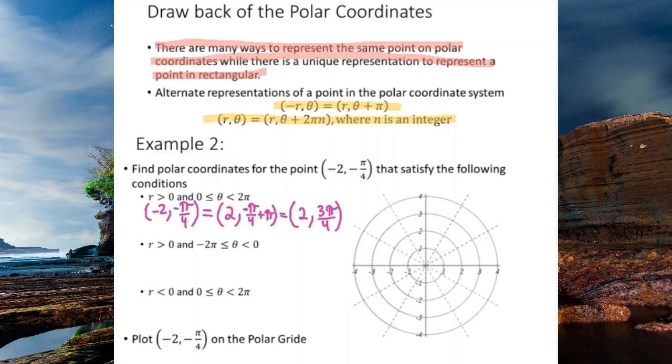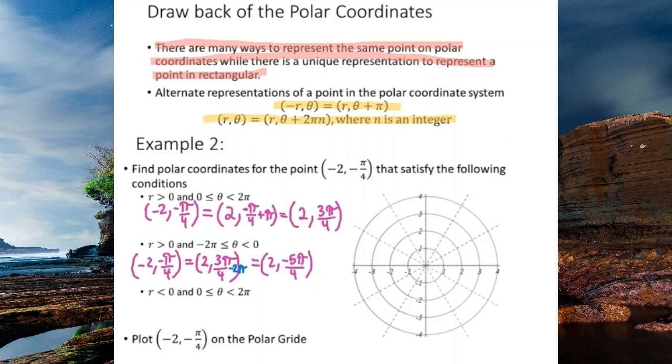Next, we're going to rewrite our point so that r is positive and θ is between -2π and 0. We've already seen in the previous example that (-2, -π/4) is equal to (2, 3π/4). So our r is positive, but now let's rewrite it so that θ is between -2π and 0. Right now, our angle is too big. Thanks to coterminal angles, I can subtract 2π from my angle to make it smaller. When we subtract 2π from our angle, we get that our point (-2, -π/4) is equal to (2, -5π/4). r is positive, -5π/4 is between -2π and 0, so that is the representation we seek.